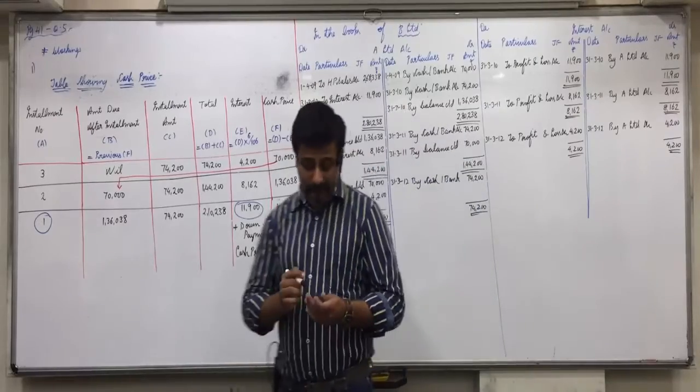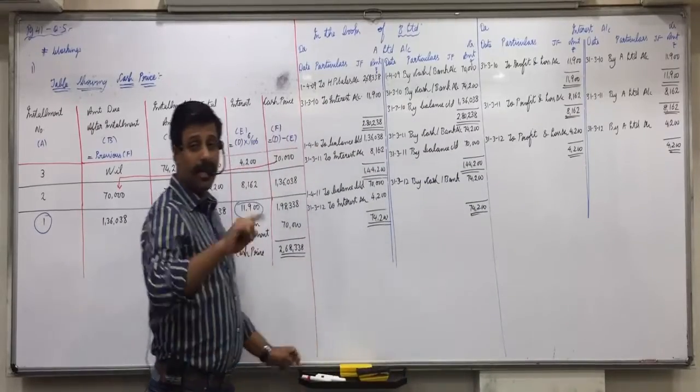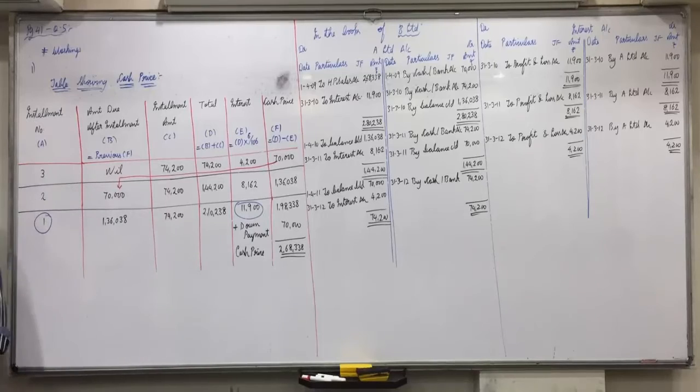Now I'll discuss the entries in A Limited's books. You'll do it in homework, and also you'll solve question 6 in homework. That is also exactly similar. The answer is given in brackets, what cash price you must get. You'll be trying it on your own.